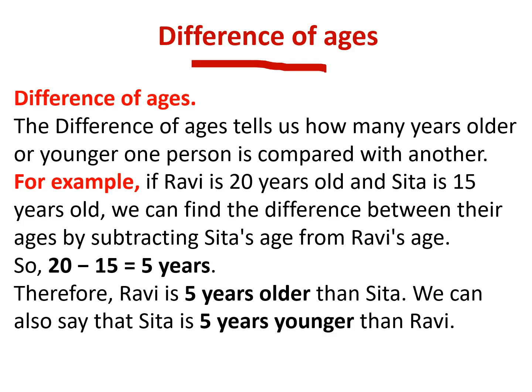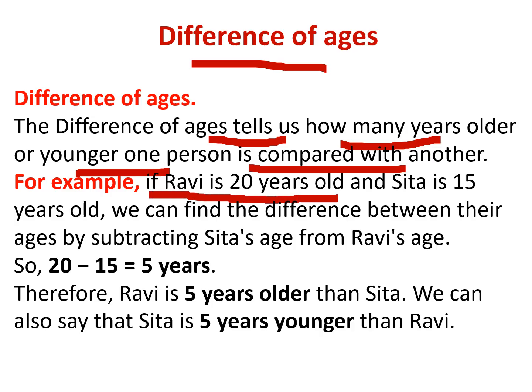The difference of ages tells us how many years older or younger one person is compared with another. For example, if Ravi is 20 years old and Sita is 15 years old, we can find the difference between their ages by subtracting Sita's age from Ravi's age. So, 20 minus 15, which is equal to 5 years.